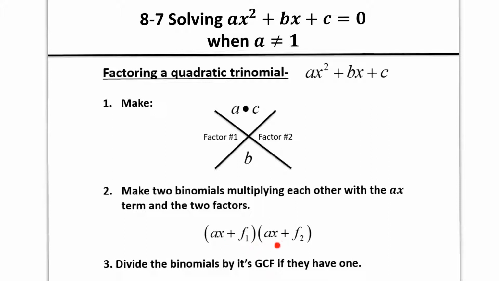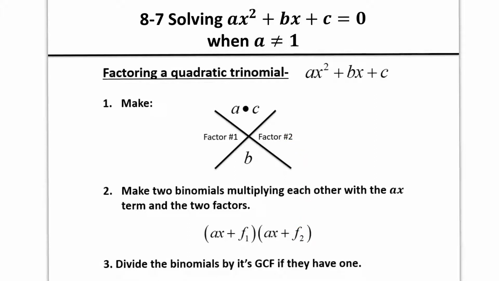You will have your ax term in the beginning of the parentheses. Notice I'm not using the squared, because when you multiply ax times the x over here, x times x, that's going to be the x squared. So we don't want a squared inside of the parentheses. You just want an ax and an x. You bring down your factors right here after the ax term.